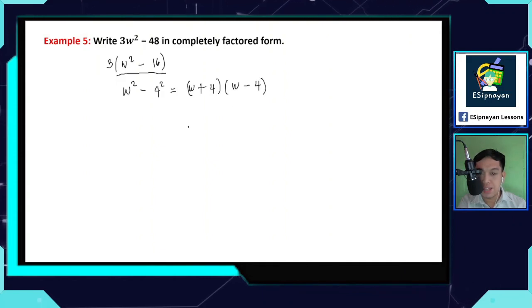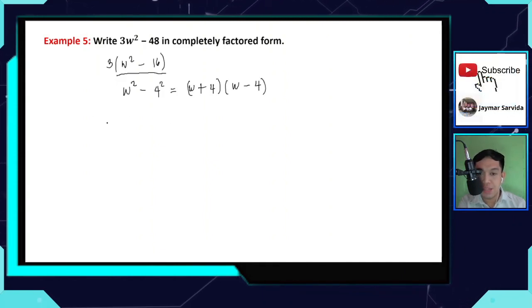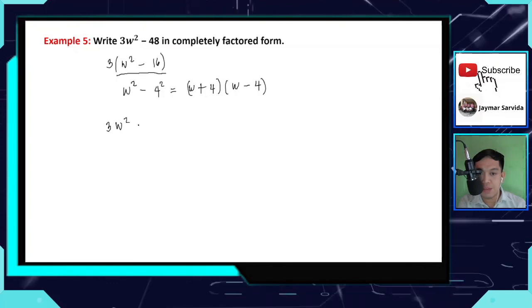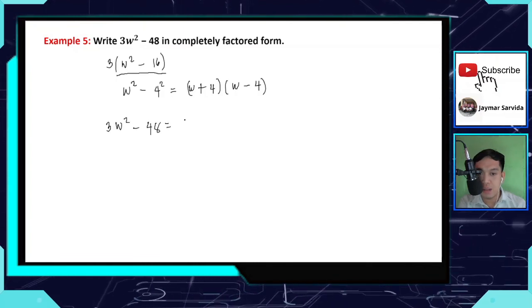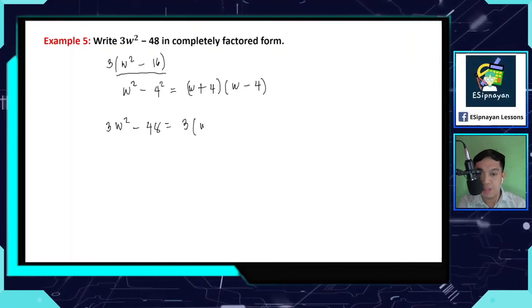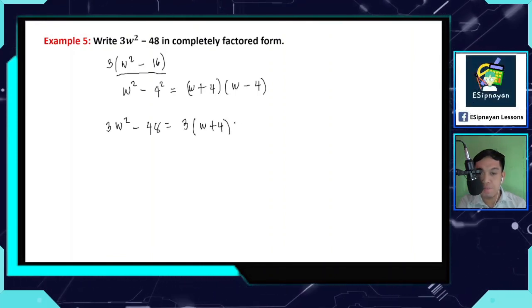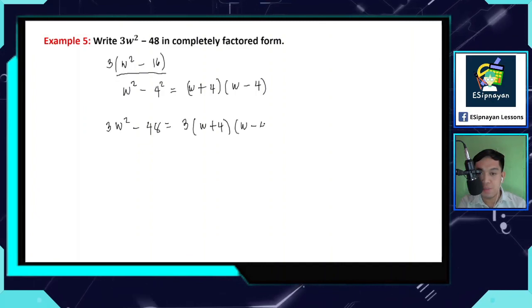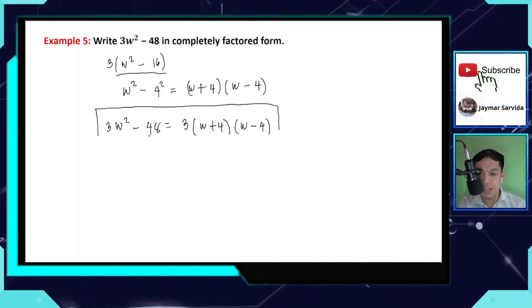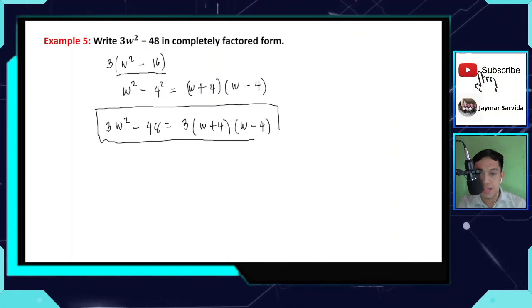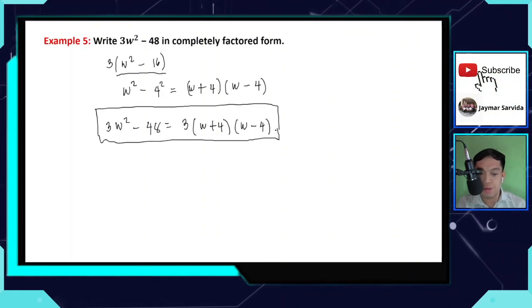Okay, di ba? Napakadali lang. So, therefore, yung kanyang complete factored form is 3w squared minus 48 is equal to 3 times w plus 4 times the quantity of w minus 4. Okay, so ito yung ating final answer. So yan ang kanyang complete factored form. Okay, so I hope na gets ninyo yung ating lesson.